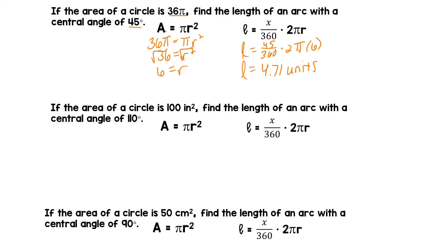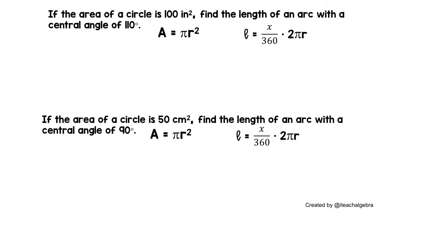Try this next one on your own if you haven't yet. All right, area of the circle is 100 inches squared. It's what we use to find our radius. 100 is pi r squared. Well, this time we don't have a pi in our area. We have to divide both sides by 3.14. That means r squared is 31.83. And when we square root each side, our radius is 5.64. So we plug that into our formula.